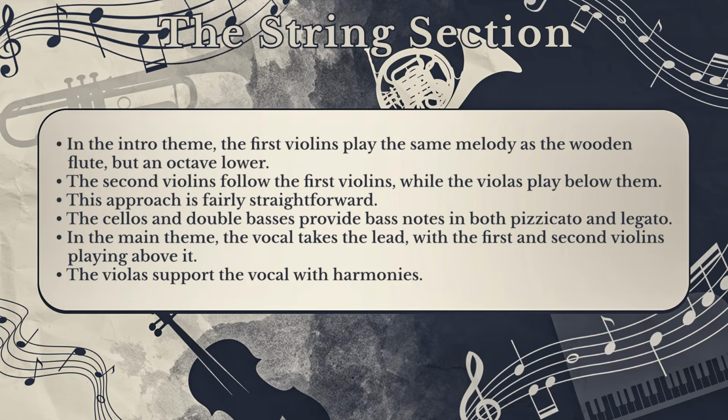In the intro theme, the first violins play the exact same melody as the wooden flute, but an octave lower. The second violins follow the first violins, while the violas play below them. It's a fairly straightforward approach. The cellos and double basses provide bass notes in both pizzicato and legato. In the main theme, the vocal takes the lead, with the first and the second violins playing above it. The violas support the vocals with harmonies.